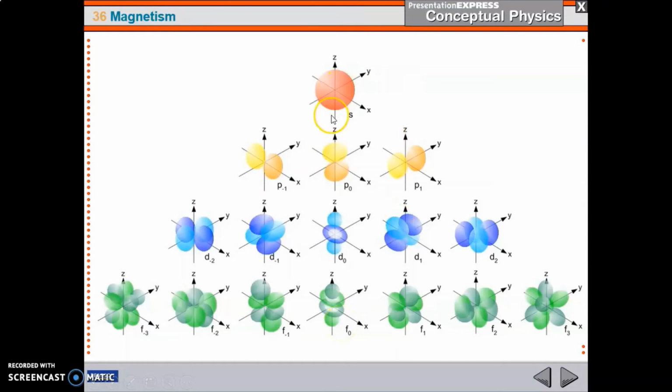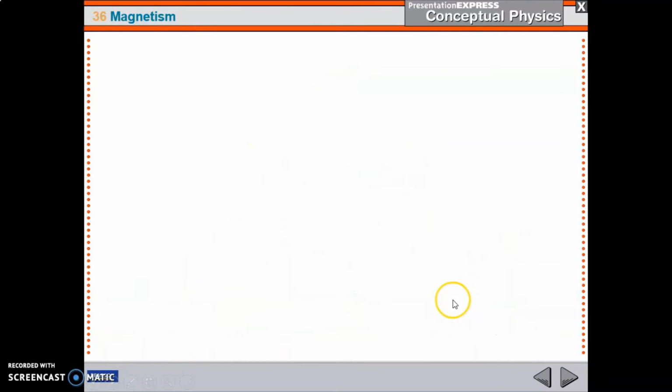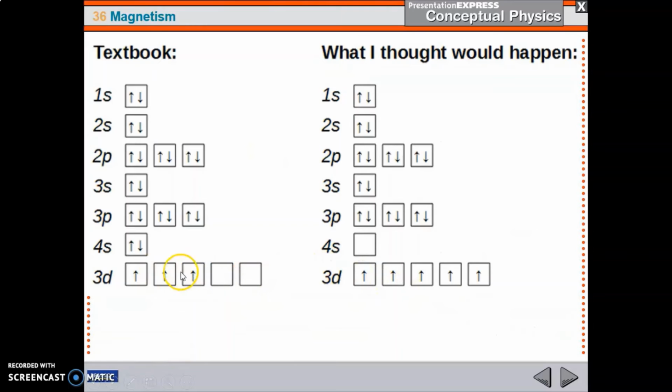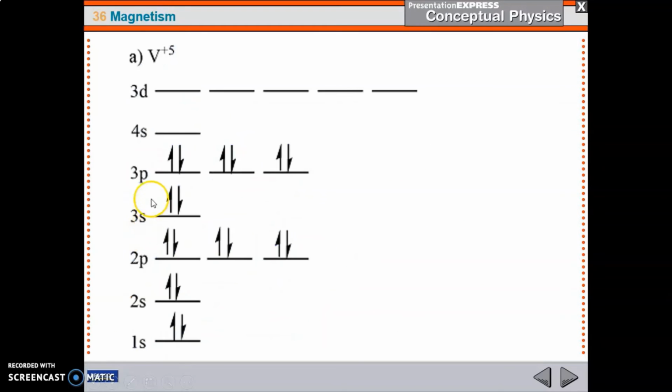And S had 1 box, P had 3 boxes, D had 5, and F had 7. See how D has 5 boxes, S has 1, P has 3 boxes, and each box gets an electron. And you can have 2 electrons in a box, but the spins have to be opposite. And then you would fill them in like this, 3d, 4s, 3p. You'd start at the bottom and work your way up, 1s, 2s, 2p, 3s.